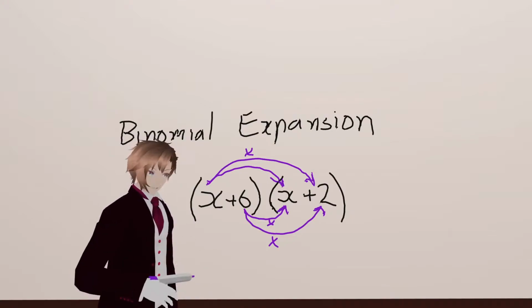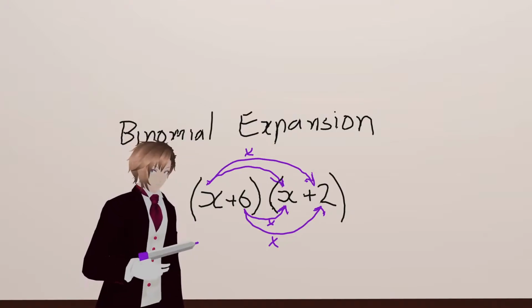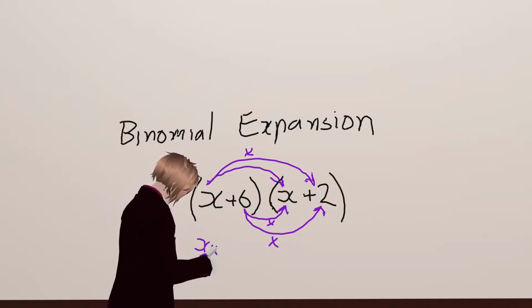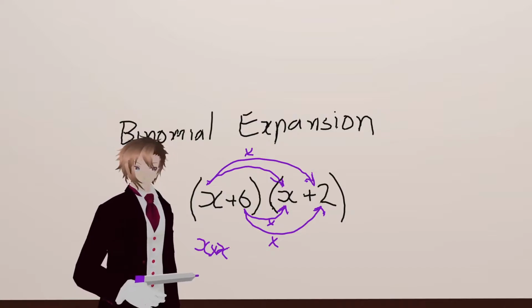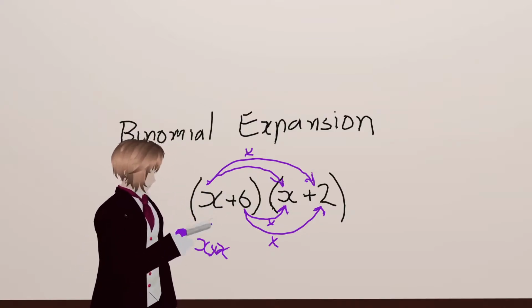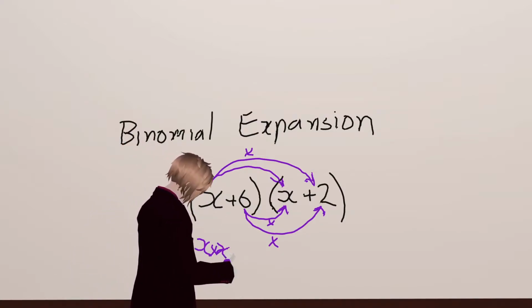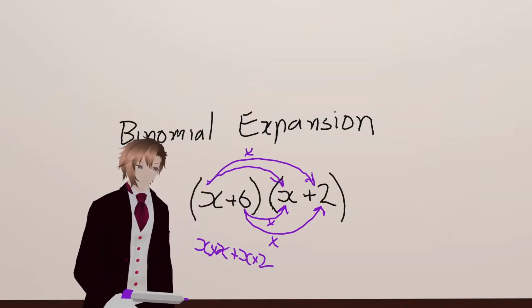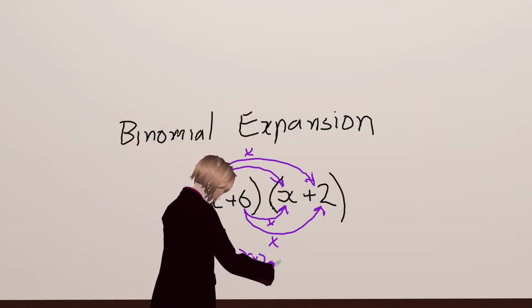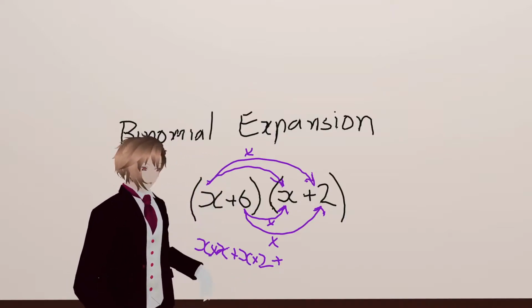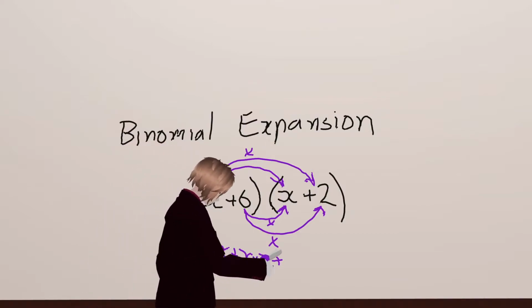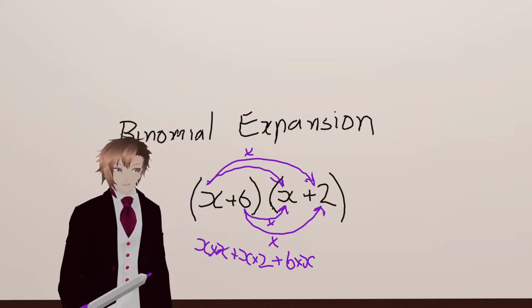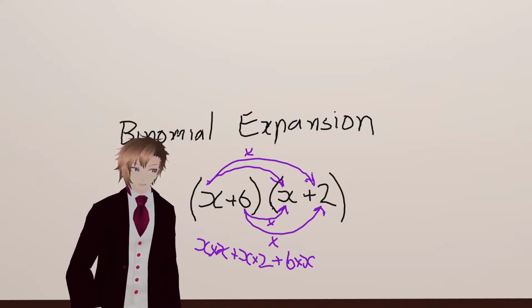Let's work out the x first. X times x is the first one. Then we have x times 2. And then we have 6 times x. And we also have 6 times 2.